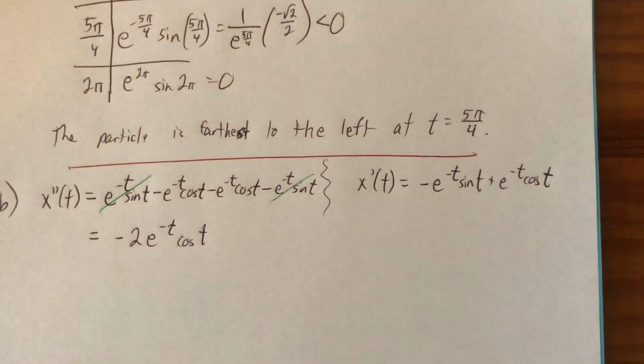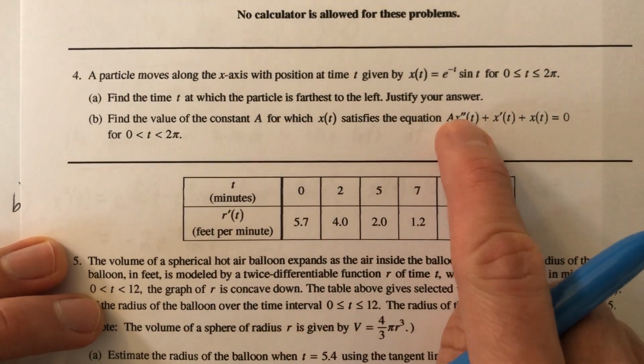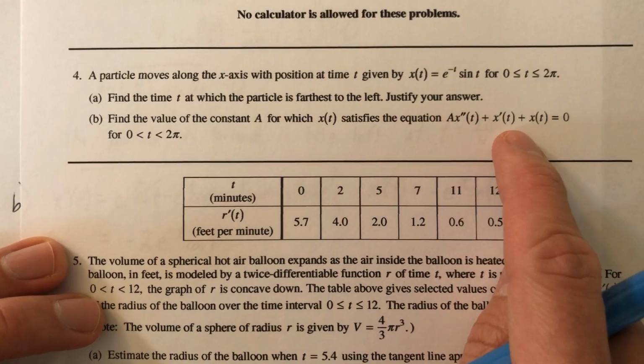All right, now let's really answer the question. I went to the wrong problem. X double prime plus x prime plus x equals 0. We can solve this thing for a. It's going to be pretty easy.